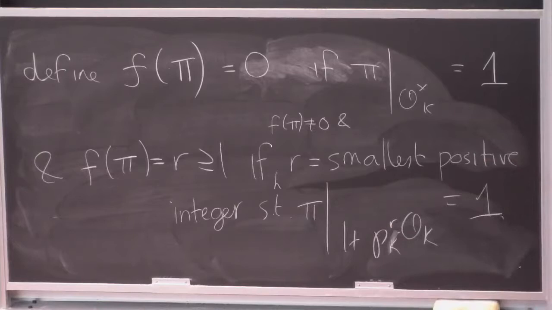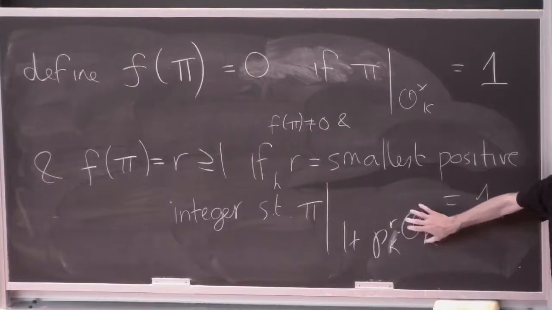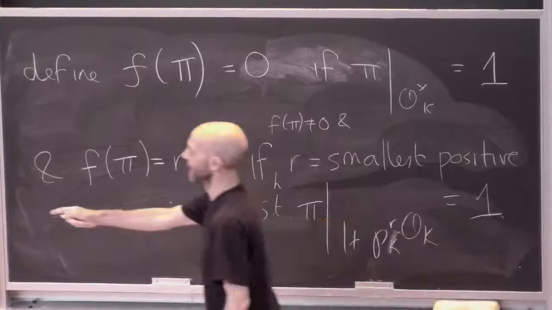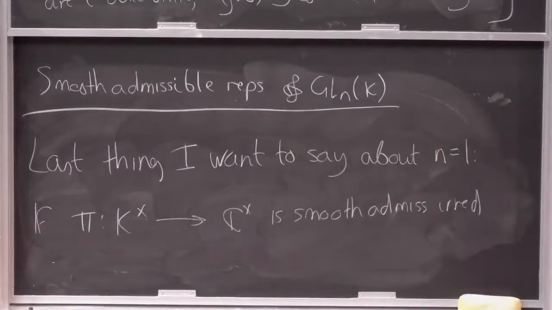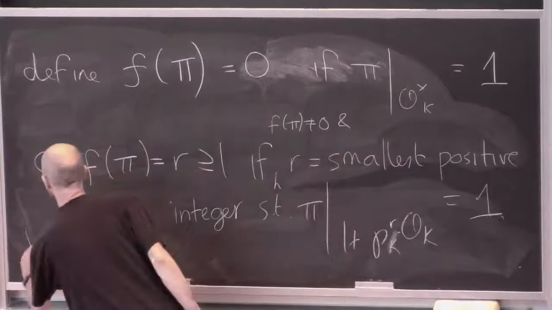Yeah. So these give you, as r increases, a basis of open neighborhoods of the identity. And this pi is continuous, and C star has the discrete topology, so the kernel of pi is open. So the kernel of pi will contain one of these. This is slightly ridiculous, but I want to define 1 plus pk to the power 0.